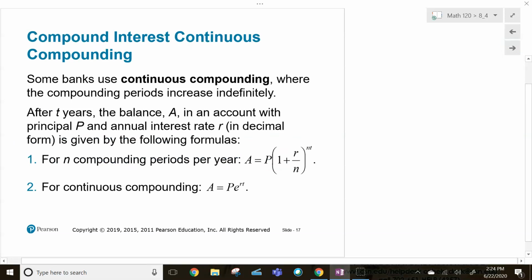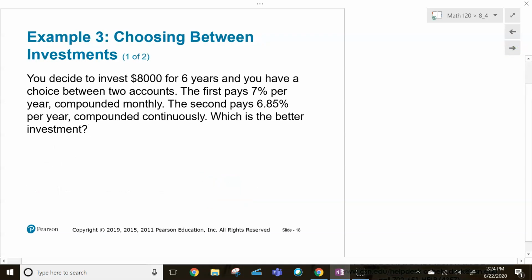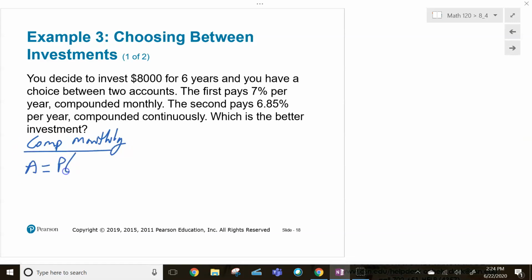All right, continuous compounding. For continuous compounding, you have a different formula: A equals P e to the rt. So let's do some problems where we're comparing situations. You decide to invest $8,000 for 6 years, and you have a choice between two accounts. The first pays 7% compounded monthly. So is compounding monthly a good deal? Well, let's find out how much this will pay out.